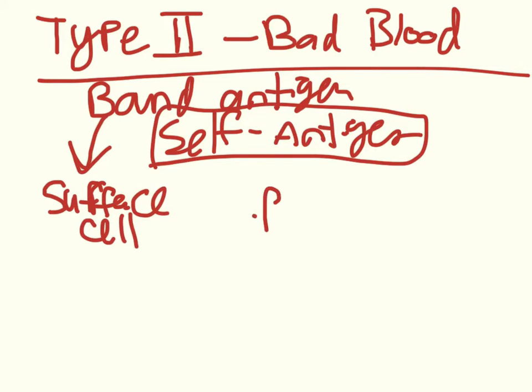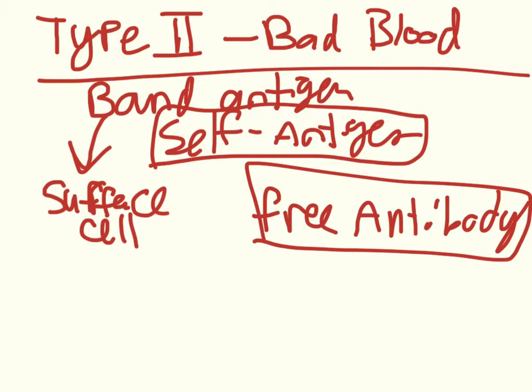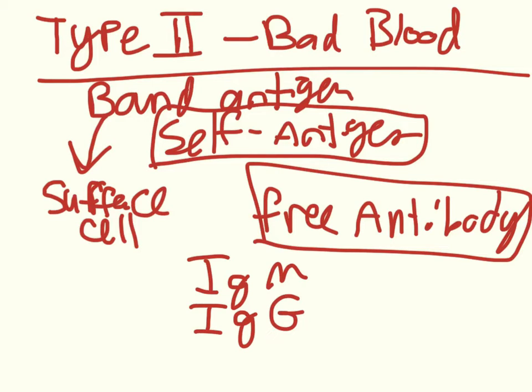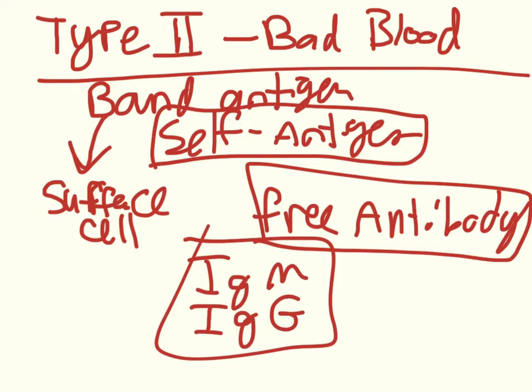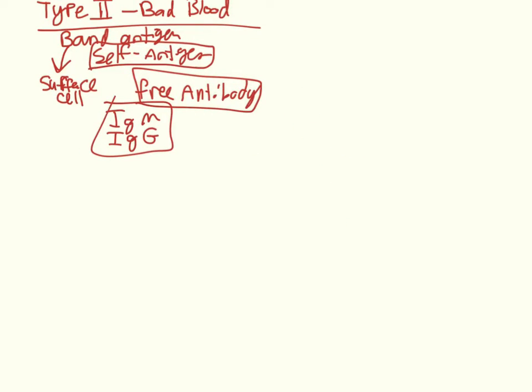And you'll have a free antibody, a free immunoglobulin. It's floating around. It's not attached to a mast cell. It's not attached to anything else. It's just free floating. Now that could be IgM, it could be IgG, and so the free floating antibodies is what we're looking at. The problem with type 1 was histamine release. The problem with type 2 is that we have opsonization.